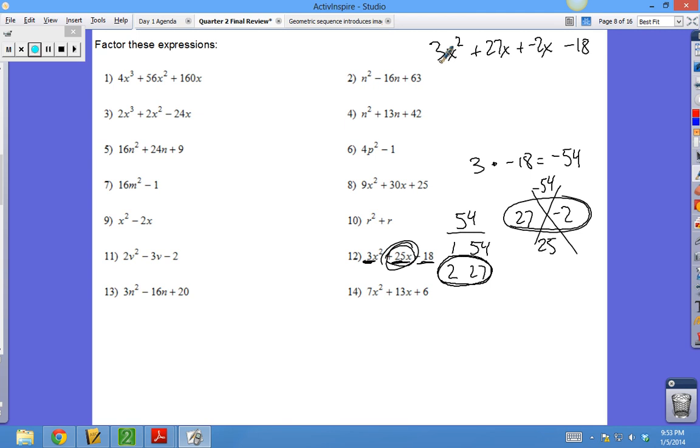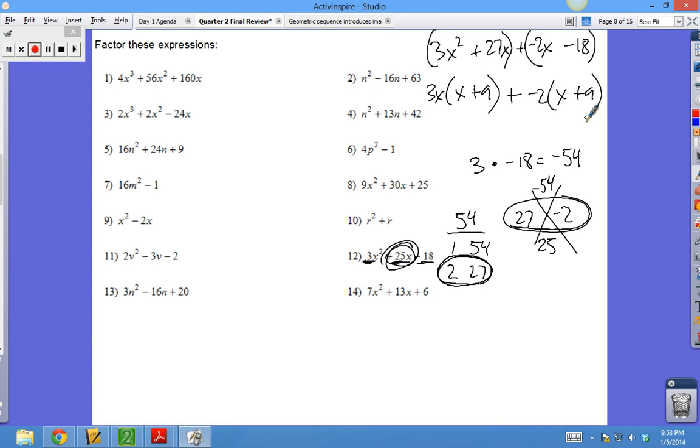Okay, now I'm going to group them. I'm going to group these two together, and I'm going to group these two together. So what do these have in common? Divide them both by 3x. So 3x times x plus 9. What do these have in common? Divide them both by negative 2. So that's going to be x plus 9.